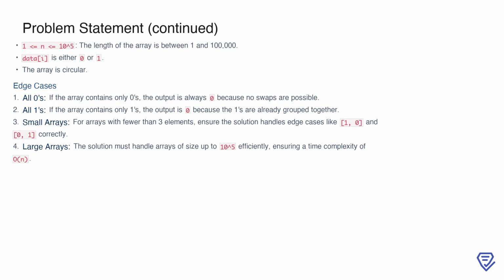For smaller arrays, such as those with fewer than 3 elements, we must ensure the solution handles cases like 1, 0, or 0, 1 correctly. Lastly, for large arrays, the algorithm must be optimized to handle up to 100,000 elements efficiently, ensuring that it performs well even for the upper limit of the constraints.